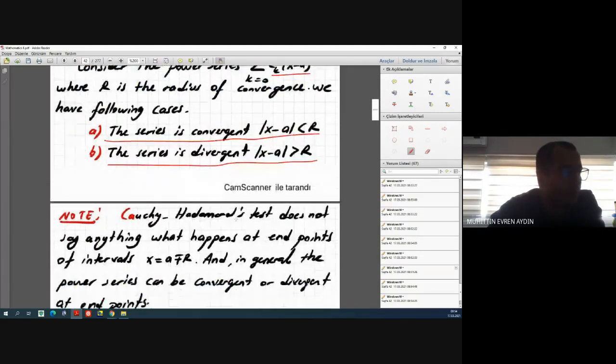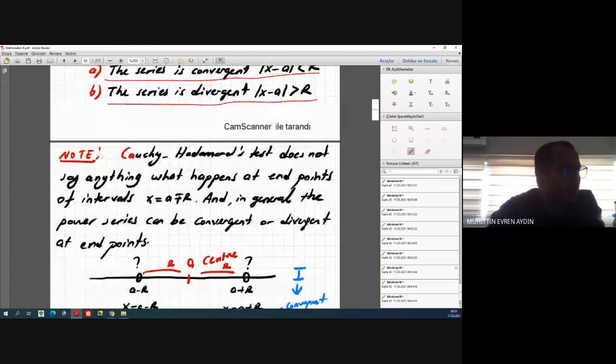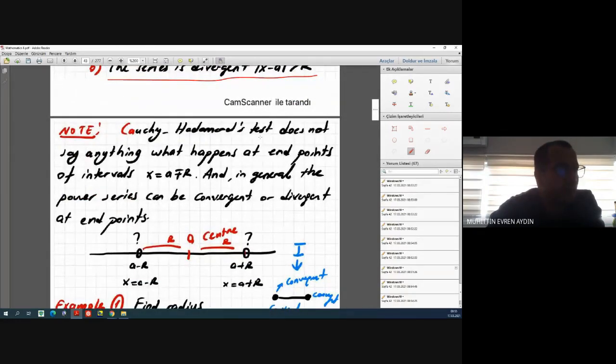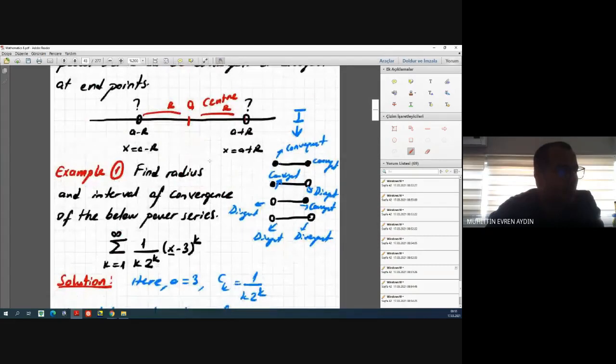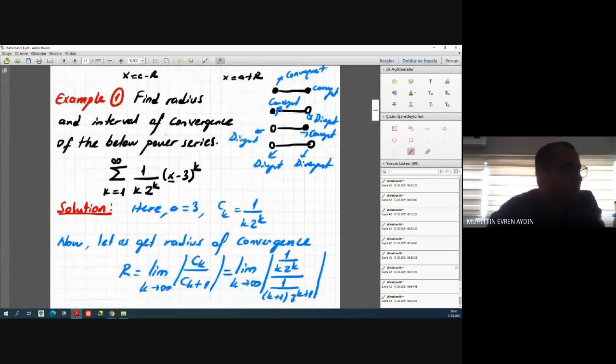Well, this is the note of what I am trying to say. The Cauchy-Hadamard test doesn't say anything about what happens at the end points of the interval, say a plus or minus r. And in general, the power series is convergent or divergent at endpoints. Okay, so let's give an example. Find the radius and interval of convergence of this power series.